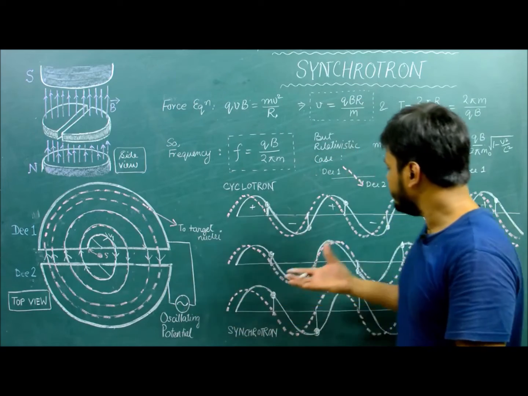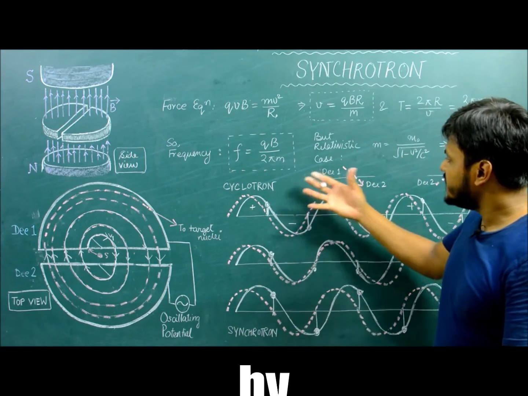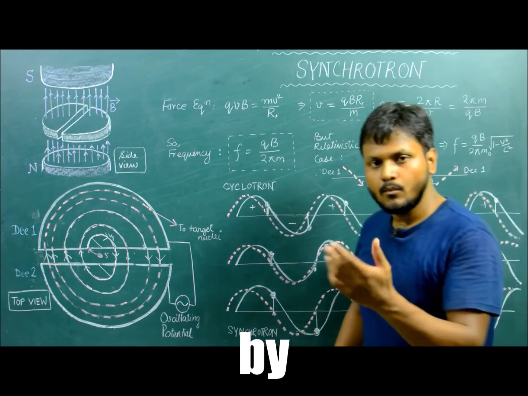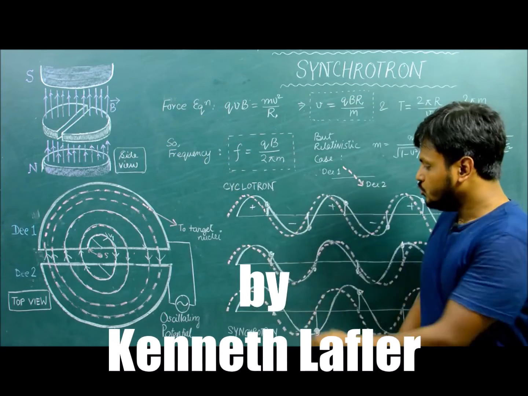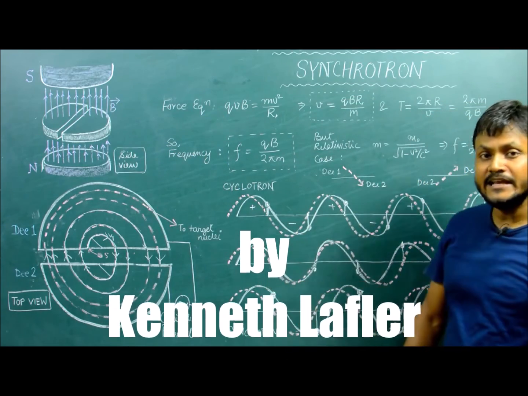A cyclotron fails at relativistic speeds, but a synchrotron takes over by modulating either the oscillating potential or the magnetic field to keep both these two waves in phase.